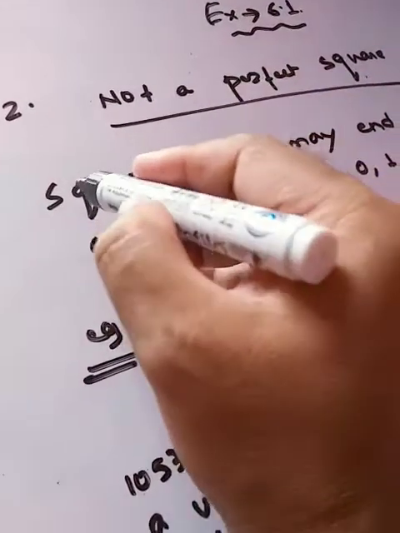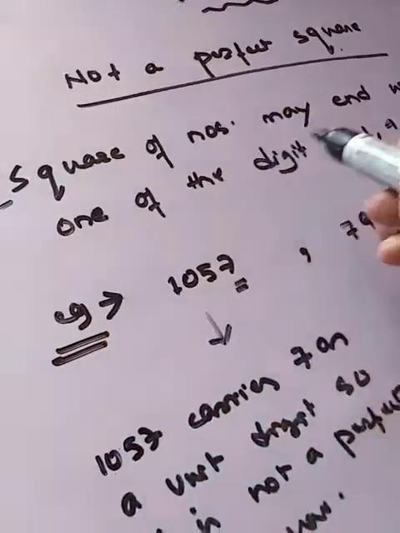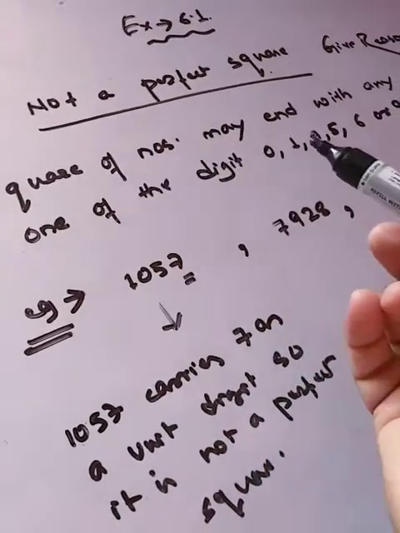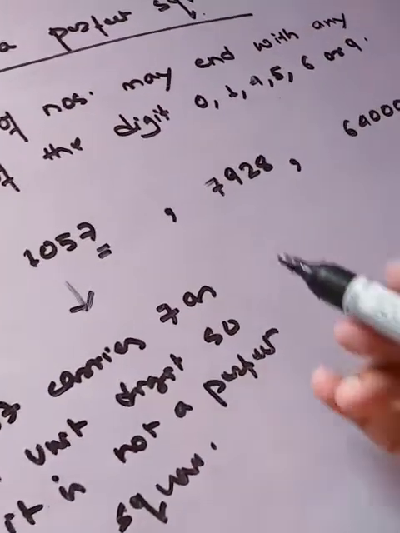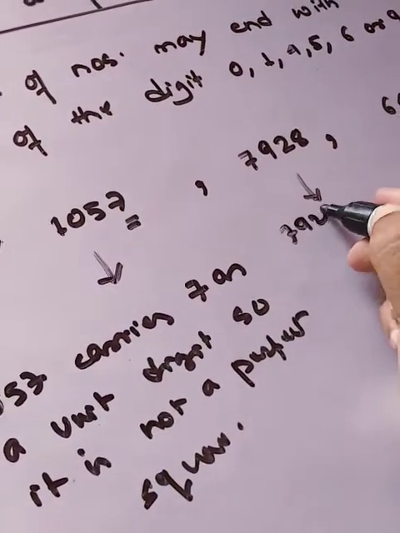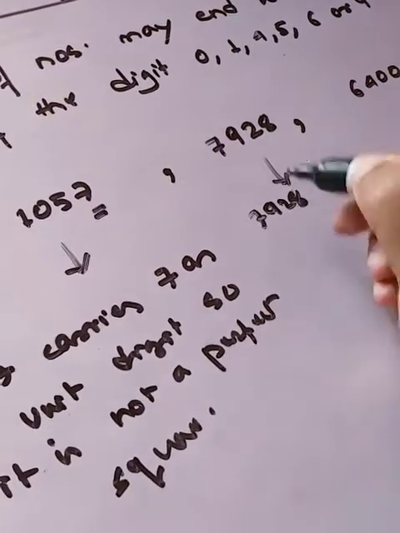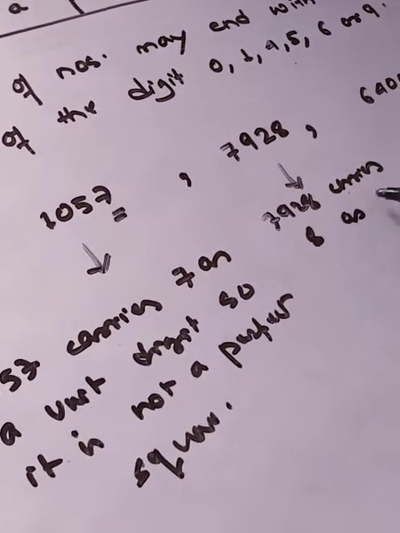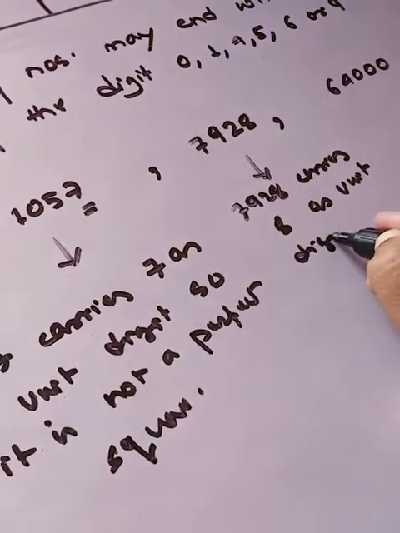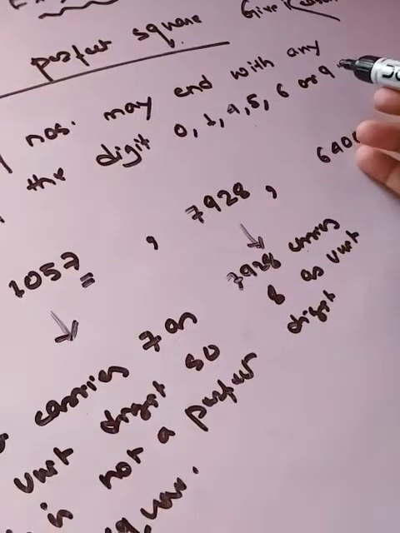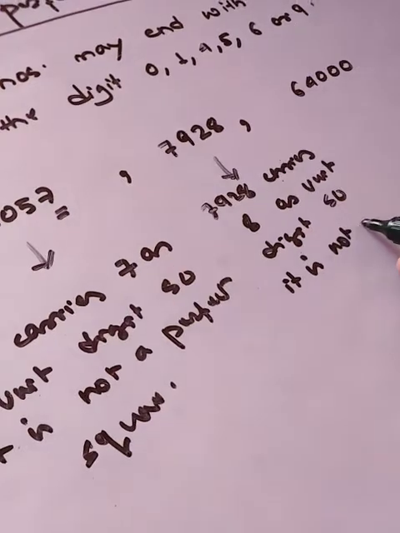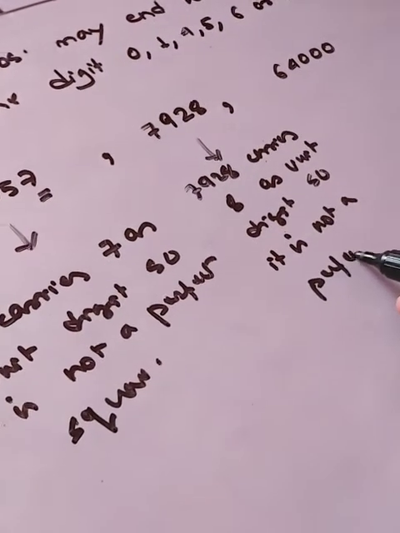This is the common part that I have written for each and every sum, because the perfect square numbers may end with any one of these digits. The similar reason you will give for this one also, because 7928 carries 8 as a unit digit, isn't it? In the unit digit, what is there? 8. So 8 is not mentioned here, so it is not a perfect square.